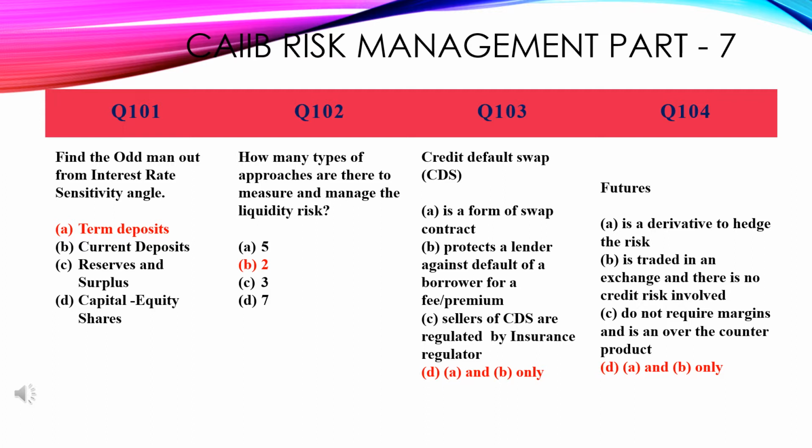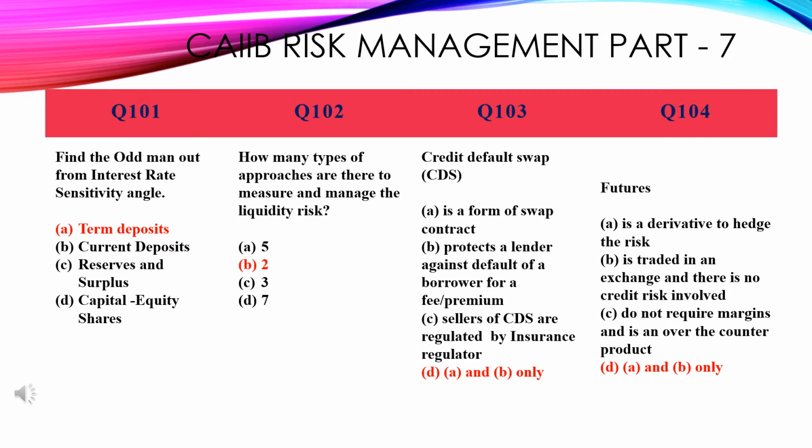So the answer is term deposit. Term deposit is the one which is the odd man out. Why? Because it's very sensitive to the interest rate. I will explain you why. Because see the rest all 3 options, that is the reserves and surplus, capital, equity, shares and current deposits, are considered as non-sensitive to the change in the interest rate. However, these term deposits are by their nature sensitive to interest rate.